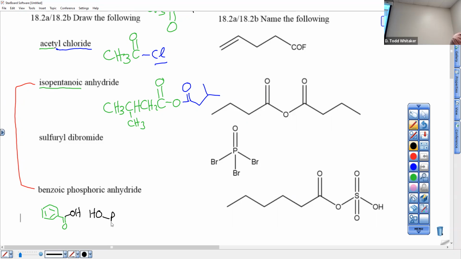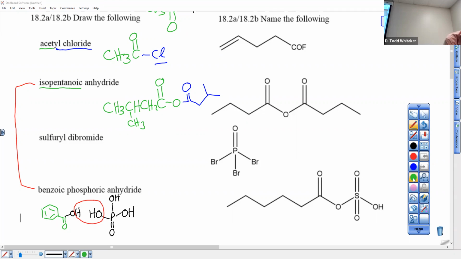Yes, you need to know how to draw it. There it is, phosphoric acid. Those are the acids. Let's draw the anhydride. Ladies and gentlemen, as the name implies, you lose water. You lose water between the two acids, and you glue together what's left. There's water. 1H, 2H, and an O.